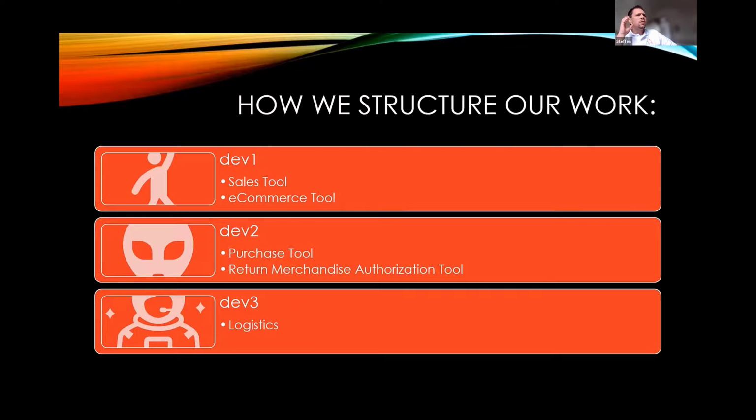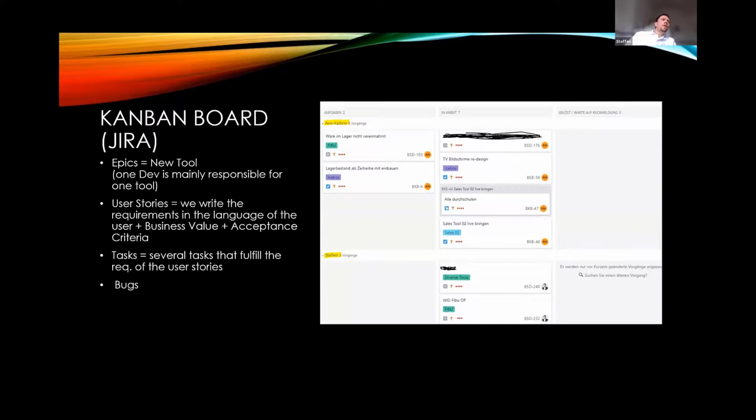This point just illustrates how we divide our work. Each developer is assigned primary responsibility for one or more tools. And here are 3 developers. Of course, each developer can completely substitute, for example, in case of vacation or illness. And if you are familiar with agile work methods, this should be very easy for you. We use Kanban boards for our workload. Every tool is a new epic. And as I already said, every dev is responsible for one tool.